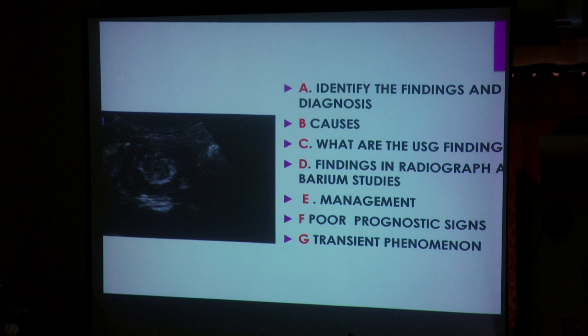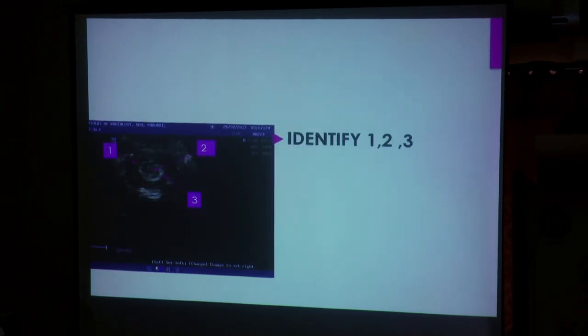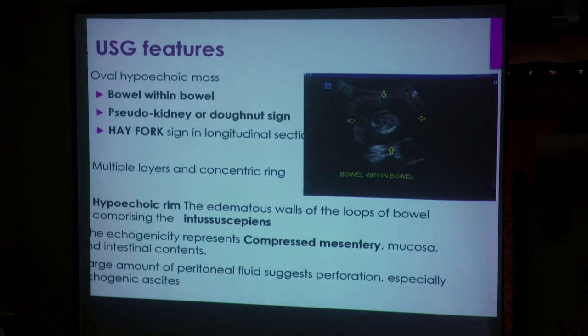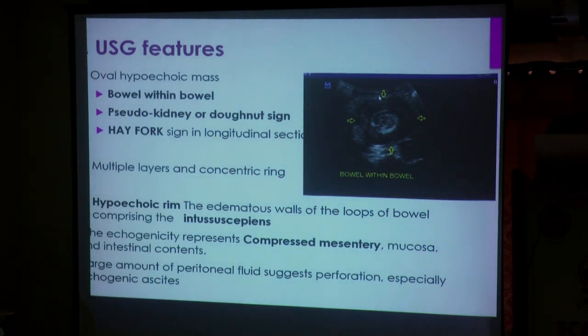phenomenon? By this time all of you would have observed that this is a bowel within bowel appearance, and this is an intussusception. What are the different layers? The outer layer is going to be the intussusception, which is very important since it has prognostic value in deciding your treatment. The outer hypoechoic layer; the inner layer is produced by the mesentery and the collapsed intussusceptum.